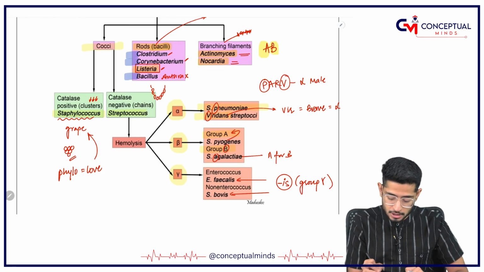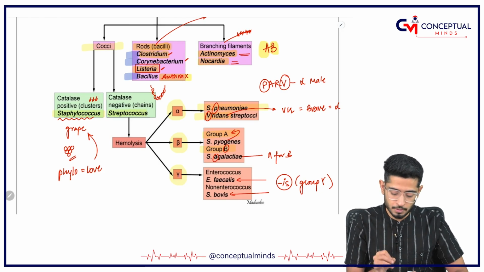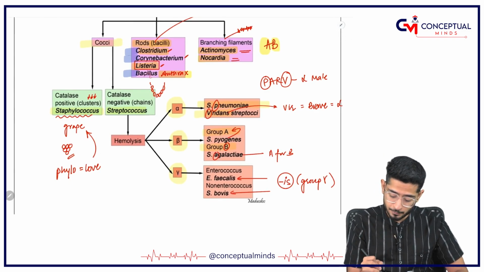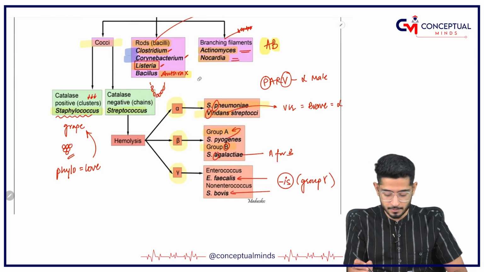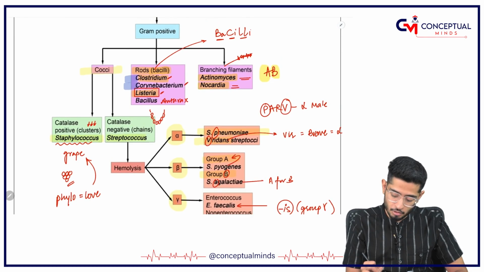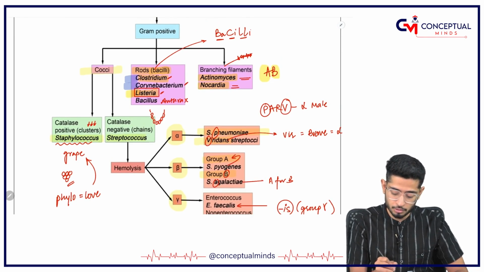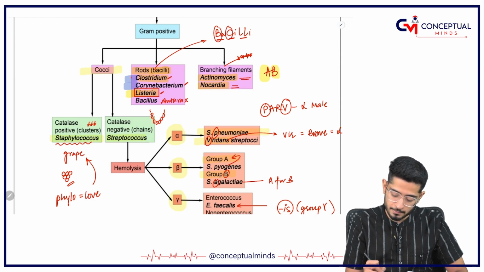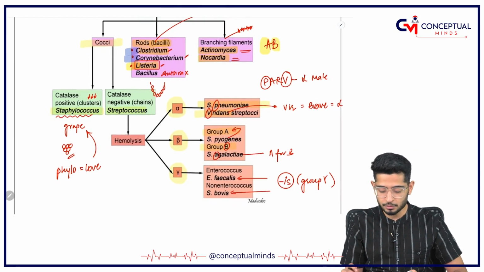Coming on to rods, again easy to remember. You have Listeria, anthrax and Clostridium. Bacillus anthracis: Bacillus itself means rod-shaped, so anthrax has to be rod-shaped. Then you have 3 more: Corynebacterium, Listeria and Clostridium. See the spelling: B for Bacillus anthracis, C for Corynebacterium and Clostridium, L for Listeria. So this is about the rods.